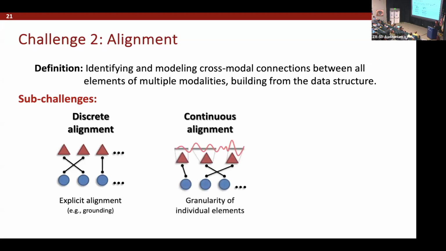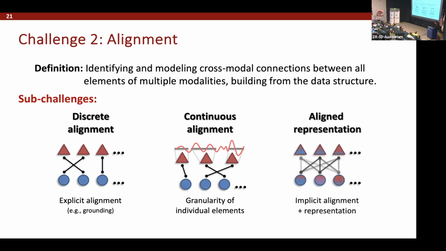Discrete alignment is made more challenging in the case when data modalities are continuous. So there is no clear segmentation into discrete boundaries. So in this case, you have to first take continuous data, like sensors, and actually learn this discretization or learn this segmentation before you can do alignment. And of course, you have to figure out what the granularity of individual elements are.